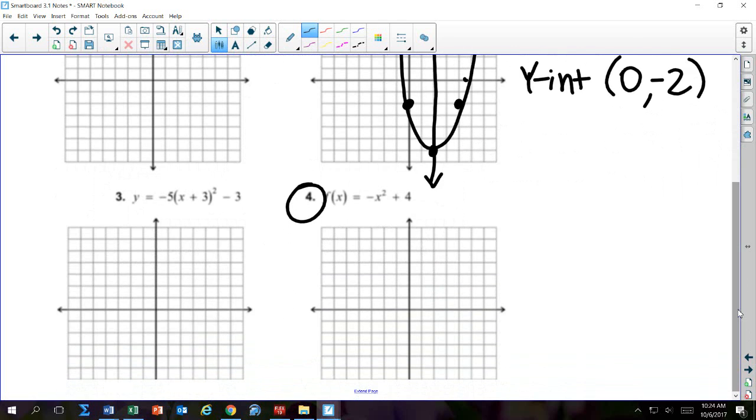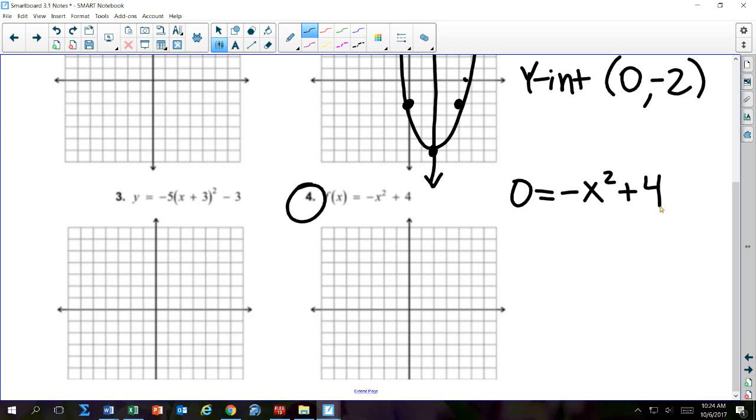All right, now down here, I've got -x² + 4. If I want my x-intercept, I plug in 0 for y, and I'm going to try to solve for x. That's how I get an x-intercept, right? Plug in 0 for y, solve for x.